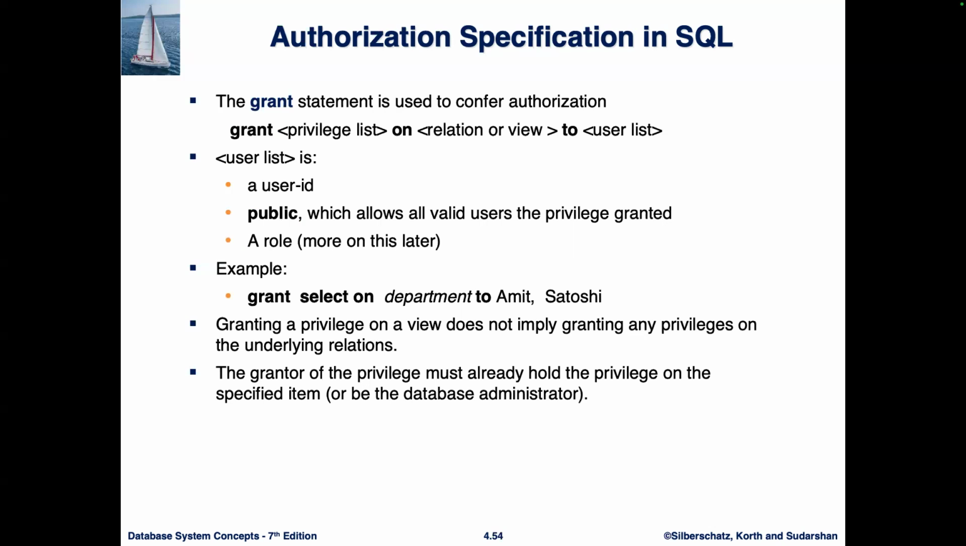Let's say we want to give Amit and Satoshi the ability to read the department table. So, grant select on department to Amit, Satoshi. This grants them read access to the department table. Granting the privilege on a view does not automatically grant any privileges on the underlying tables or relations. It only affects the view itself. The grantor, the user granting privileges, must already have the privilege they are granting. If not, they must be a database administrator.